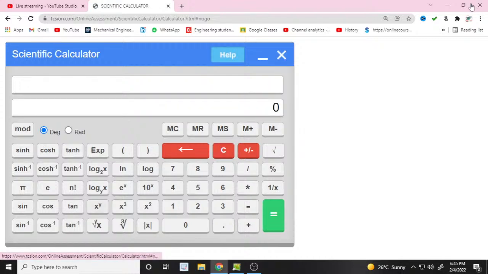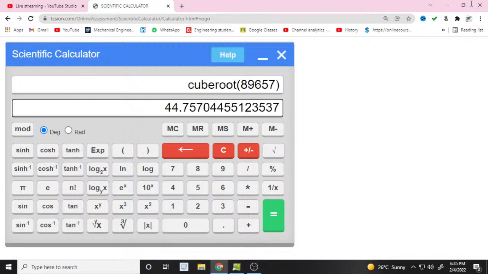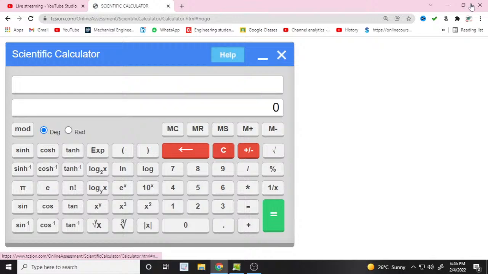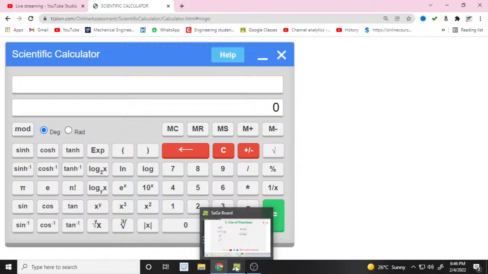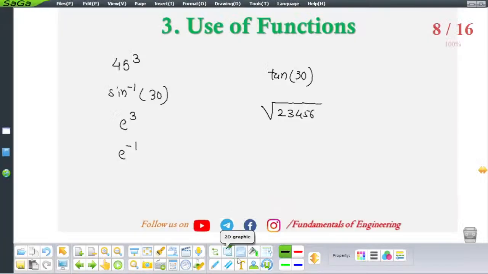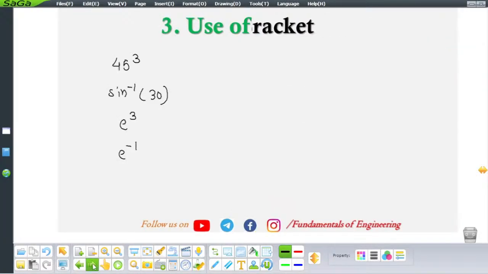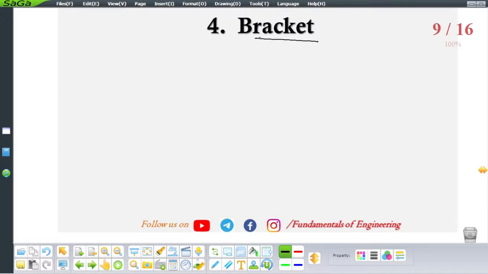So x raised to y, if you want to calculate, that we have seen, right. So cube root, if you want to find out, take the value 8, 9, 6, 5, 7 and to find the cube root, then you have to use the function. So the cube root of 8, 9, 6, 5, 7 is 44.75. So first use the number and then the function, you will get the answer, right. So there you are getting all the points. Hope it is clear.